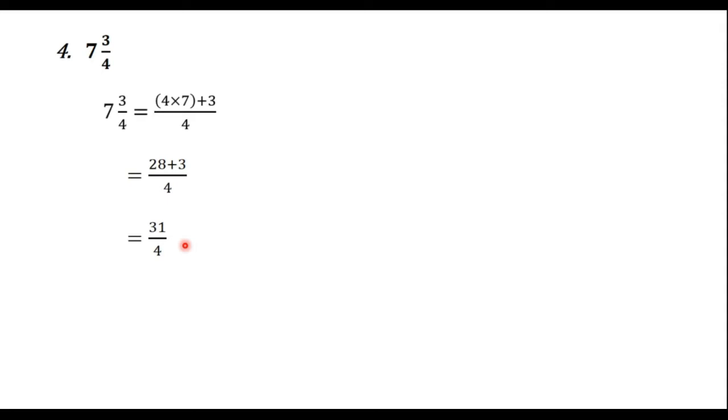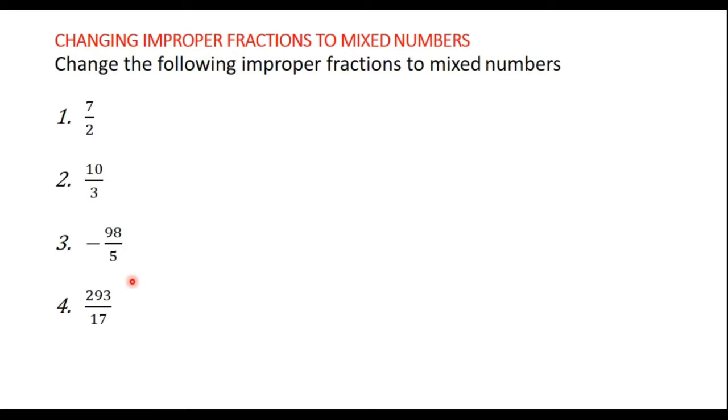So we have learned how to change mixed numbers to improper fractions. Sometimes after working a particular question, the final answer we are going to have will be in improper fraction form, as we have here. Usually, when we have our answers in improper fraction form, we represent our final answer as mixed numbers or mixed fractions. So we are going to learn how to change improper fractions to mixed numbers.